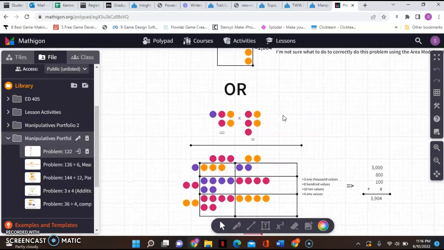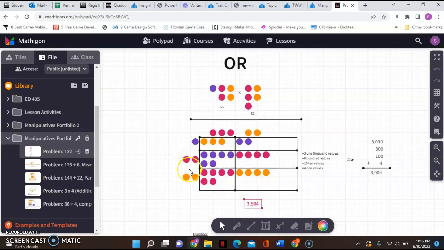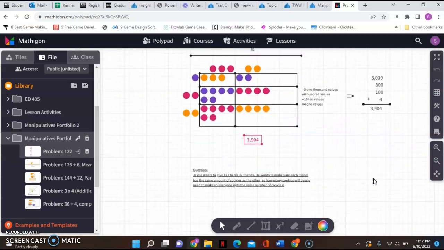chance at trying to solve it, and I solved it in this method where we see the value of 122 over here and the value of 32 here. Using this method, I was able to discover that there were 3 1000 values, then 8 100 values, 10 10 values, and 4 1 values. And after adding all of those up, I did come to the correct answer of 3,904.